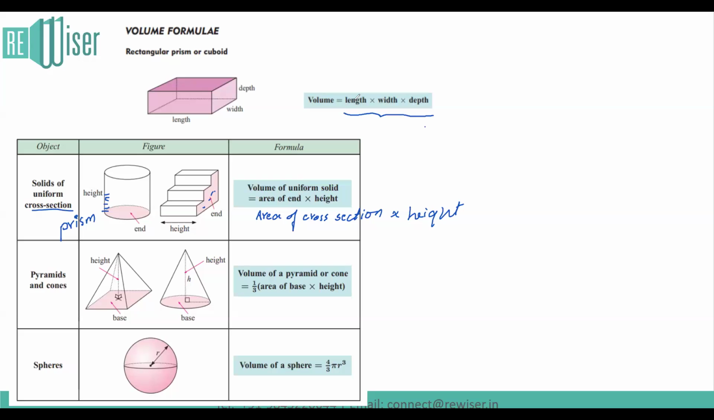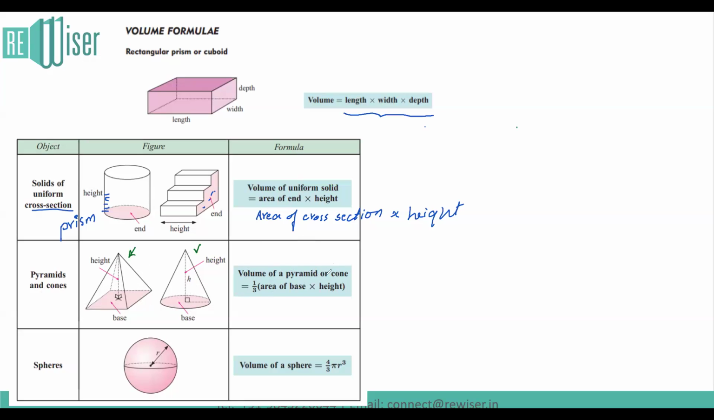And next, if I talk about pyramids and cones, this is the volume of a pyramid, and this is the cone. Pyramid means the base could be anything. The first one we have is a rectangle pyramid or a square pyramid. And the second one is a circular pyramid. Circular pyramids we also call a cone. Here the base is a circle and we have this height.